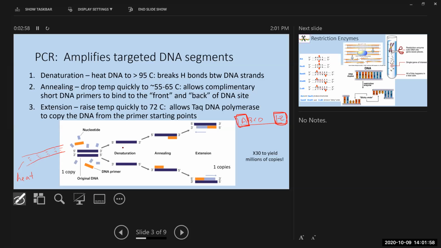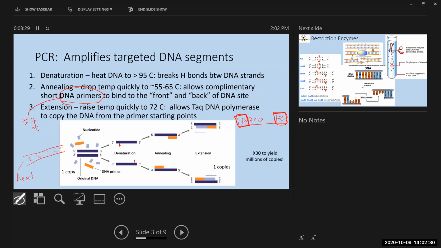So let's think about this with a gene. If I know the beginning part of my gene and the end part of my gene, I can make primers that correspond to the flanking parts, the bookends of that gene. And now I can actually copy it. This will make a little more sense soon. Usually those little primers, called DNA primers, are only about 5 to 7 nucleotides long, and they flank the region of interest.